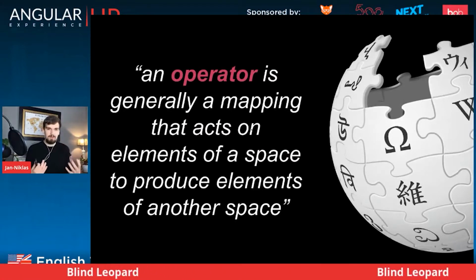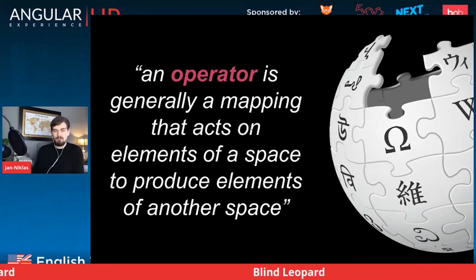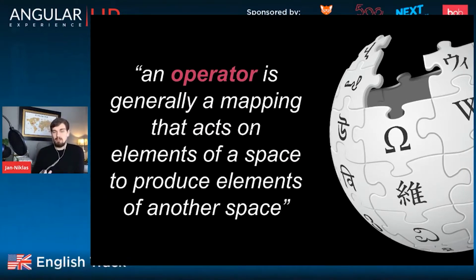When I don't know about something as a professional consultant, the first thing I do is go to Wikipedia. And when you look up an operator on Wikipedia, it says something like this: an operator is generally a mapping that acts on an element of a space to produce elements of another space. While this is a fairly mathematical explanation, more about additions and stuff like that, it applies surprisingly well to RxJS operators as well, as RxJS operators are usually applied on observables to change behavior, change values, and therefore produce elements of another space.